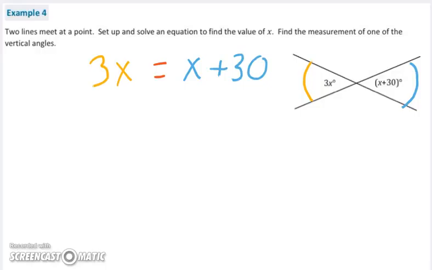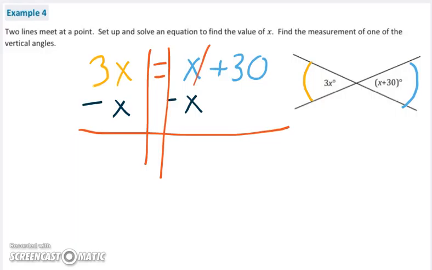Okay, now this is something we talked about earlier in the year. We don't like when we have variables on both sides, so we want to move the smaller one over to the bigger one. Now, how do we move this positive x to the left side over here? Well, it's a positive x, so in order to get rid of it, you have to make it a negative. Again, whenever you do one side, you have to do it to the other side.